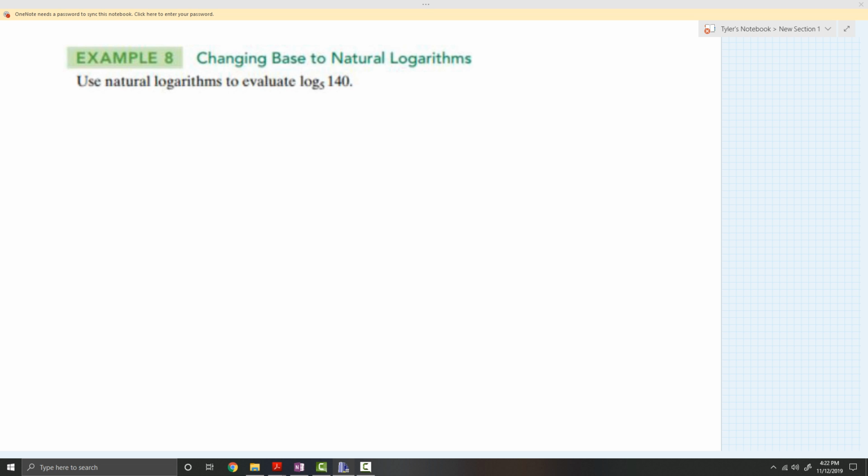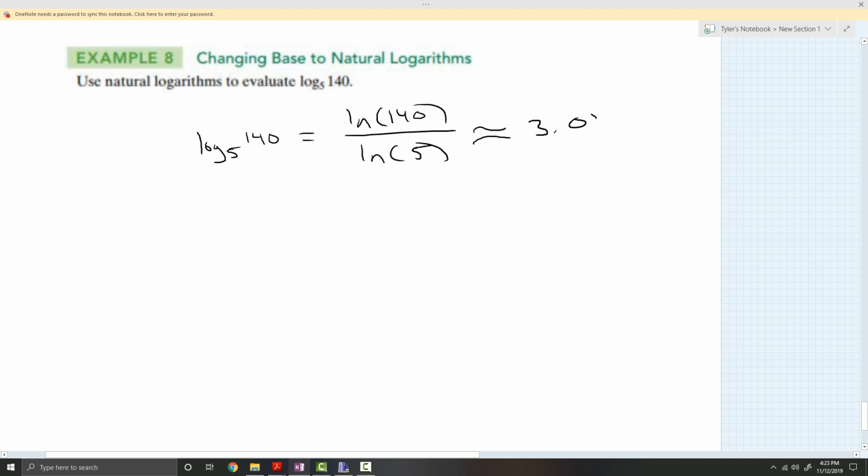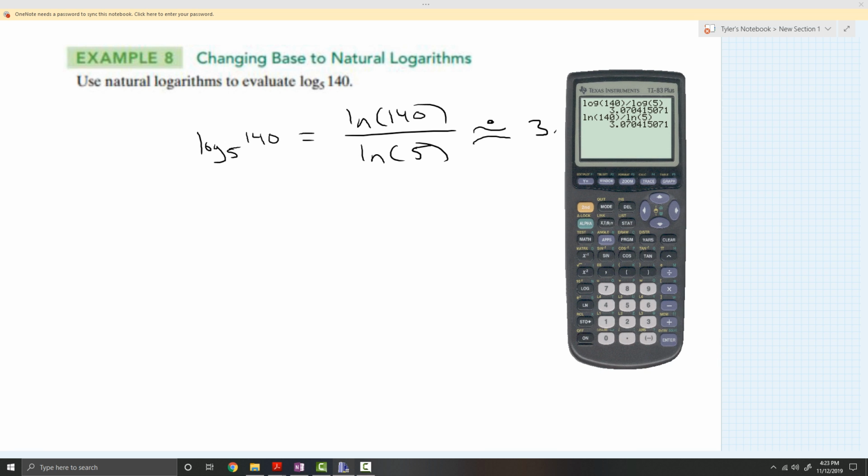So I guess I already did this in the calculator. So if you do log base 5 of 140, this is equivalent to the natural log of 140 divided by the natural log of 5, which would be equivalent to that 3.0704 number. So it's approximately equal to 3.0704. And we already did that in the calculator.